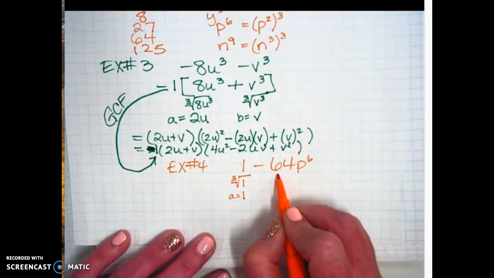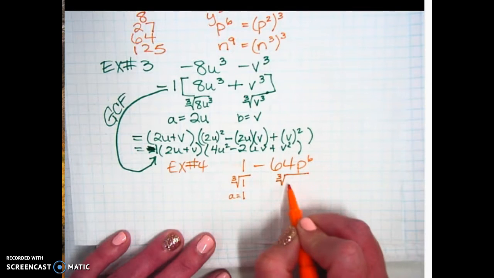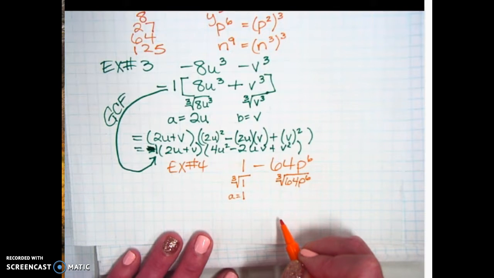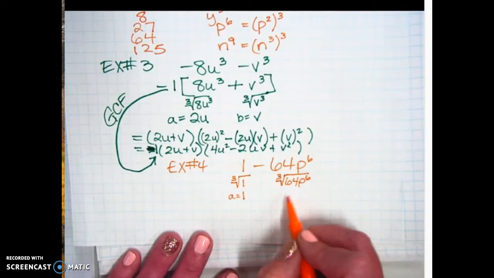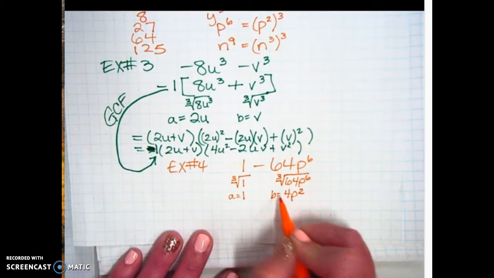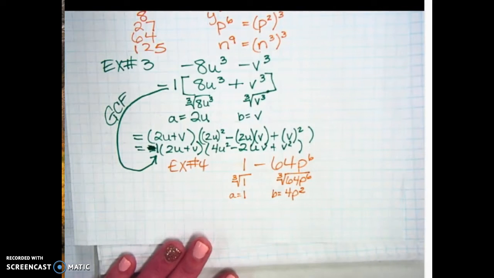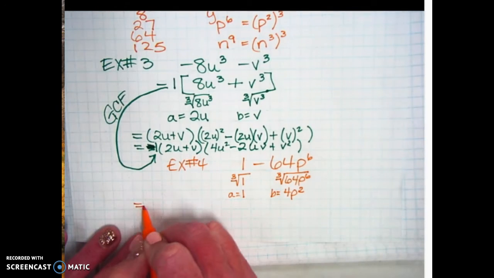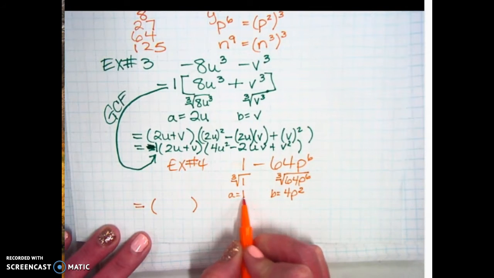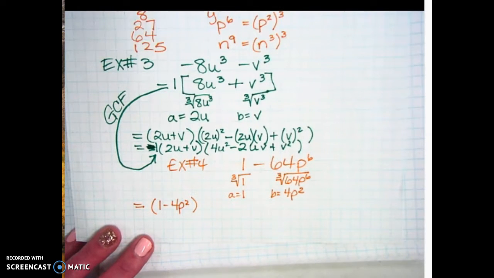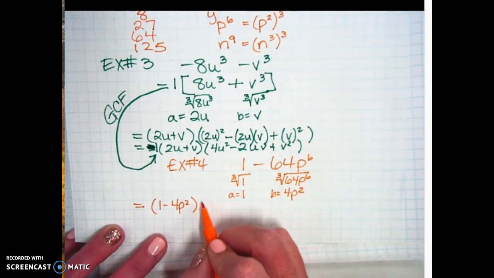And then we need to take the cube root of 64p to the 6th, which is 4p squared. So that becomes our b. Right? So this is going to follow the differences of cubes pattern, which starts with our a minus b. So 1 minus 4p squared. Our binomial is good. We won't even have any simplifying to do.